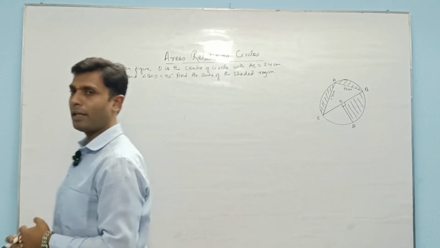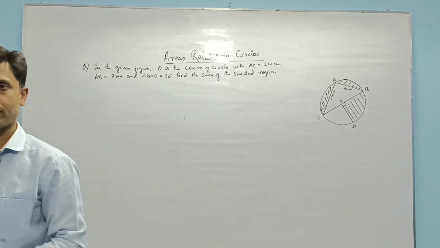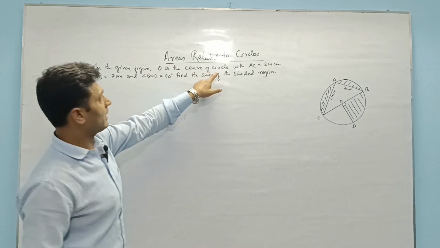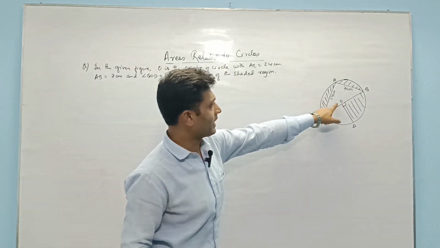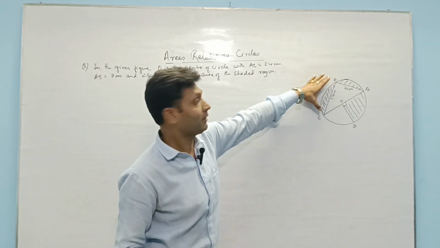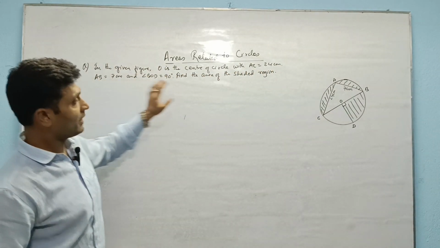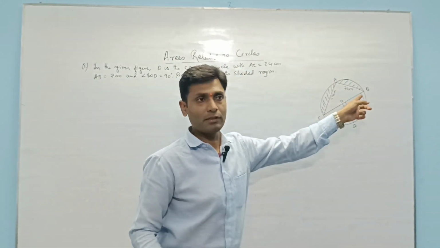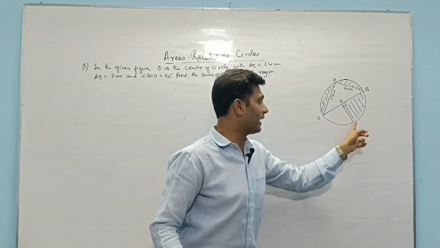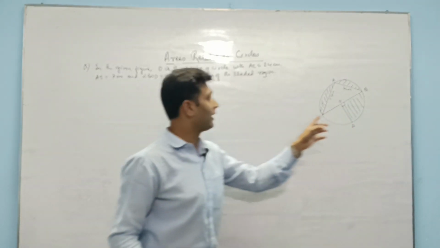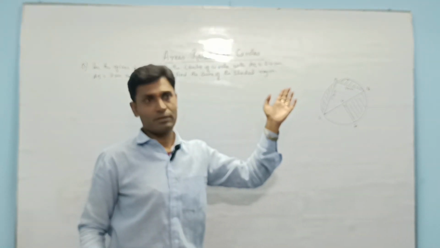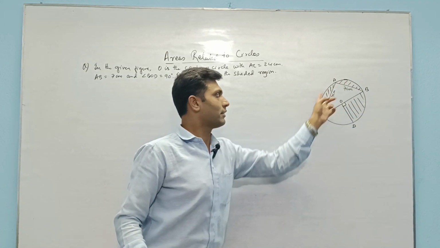We have to find the area of the shaded region. Clear? The radius of the circle is not given. In the given figure, O is the center of the circle, right? AC, this length is 24 centimeter. AB is 7 centimeter. And angle BOD is equal to 90 degree. We have to find the area of the shaded region.